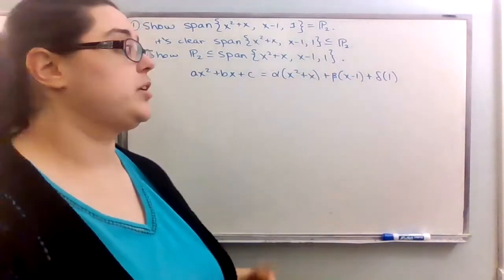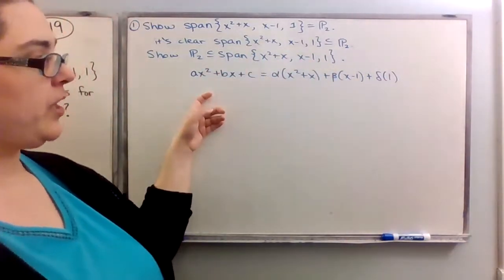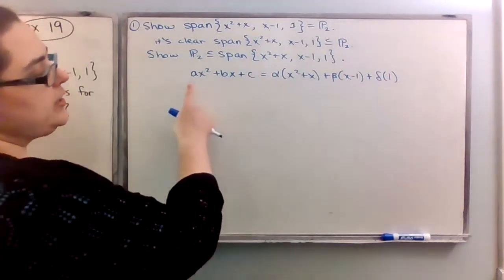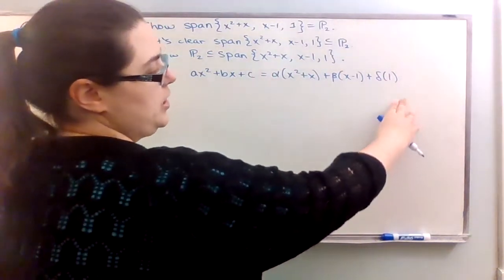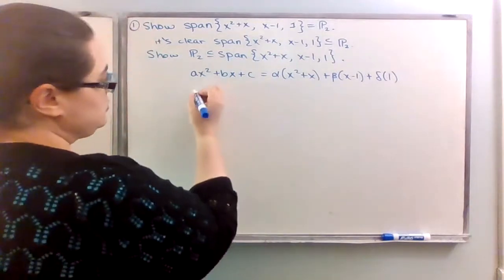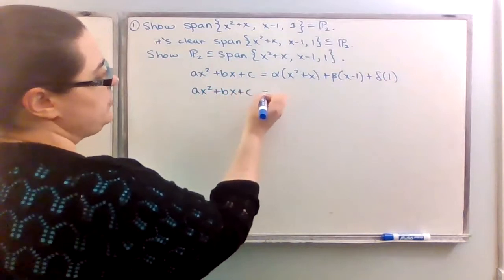So that's what we're going to do. We're going to see if we can define alpha, beta, delta in terms of a, b, and c. In order to do that, I need to group my x squareds, my x's, and my constant terms together. So I'm going to keep my ax squared plus bx plus c on the left.